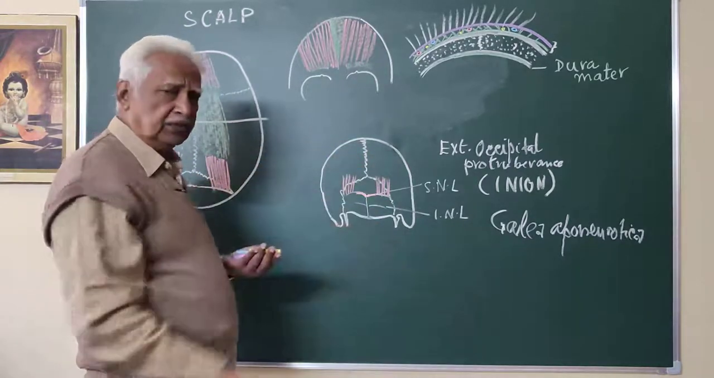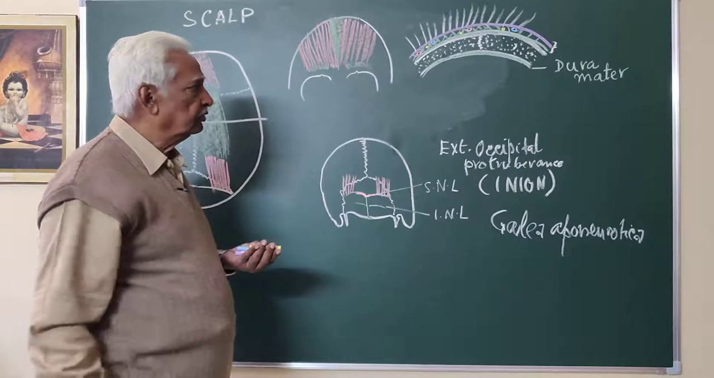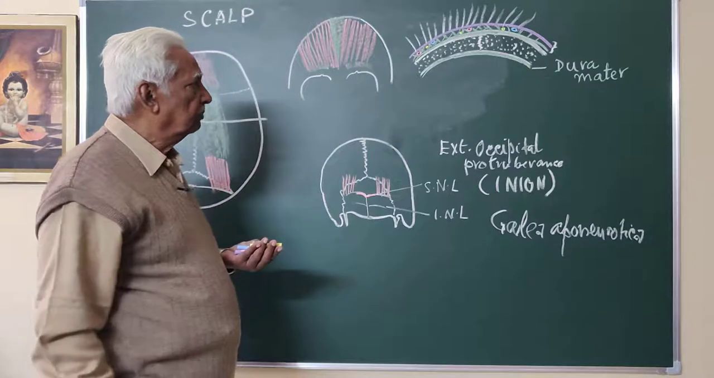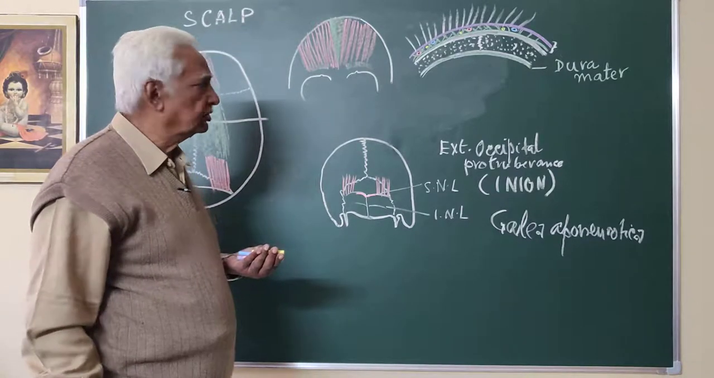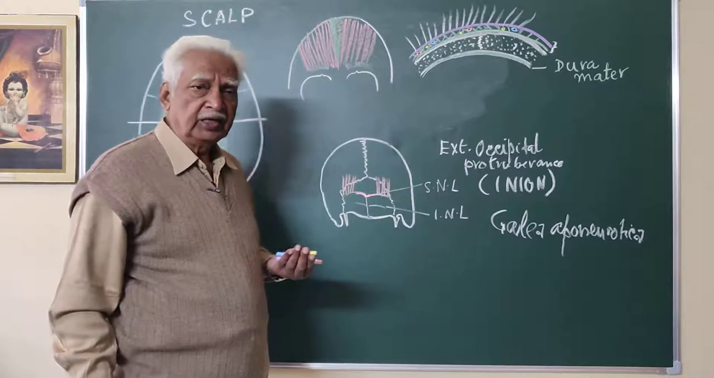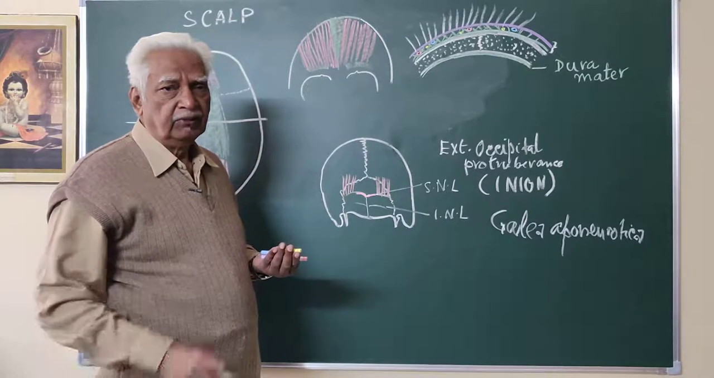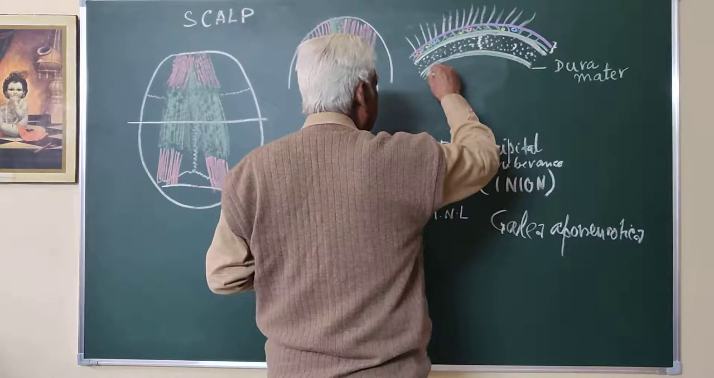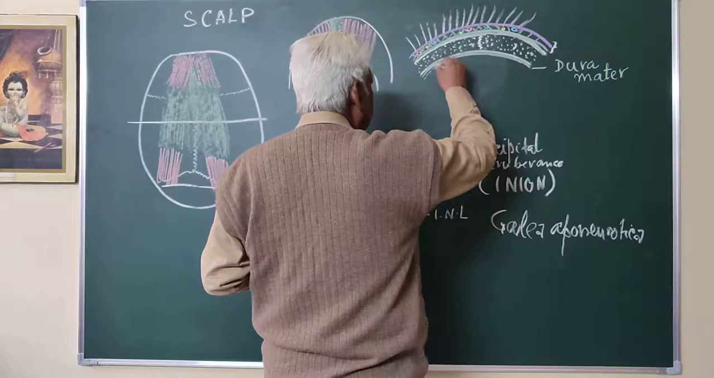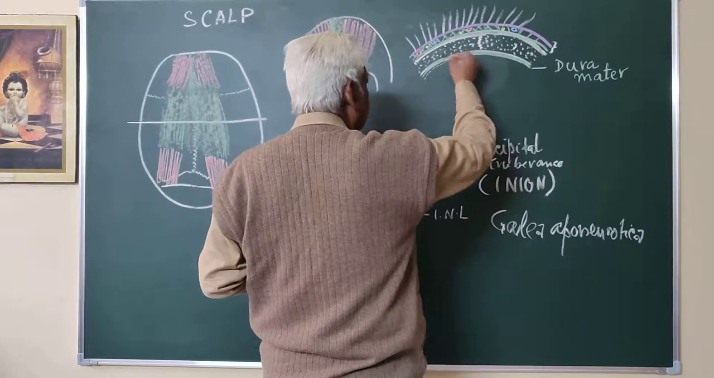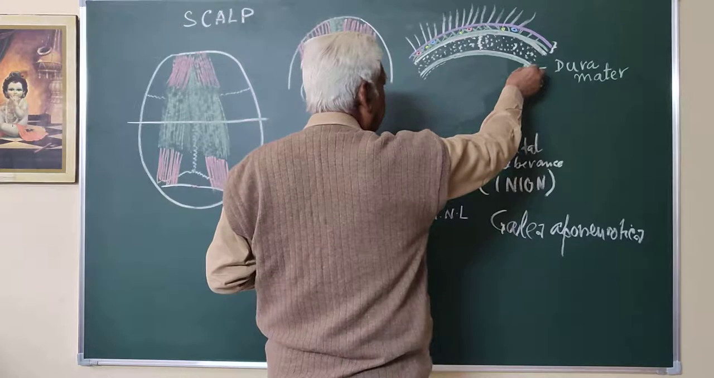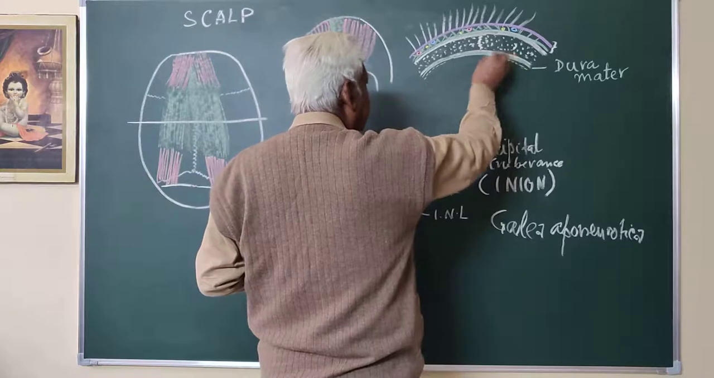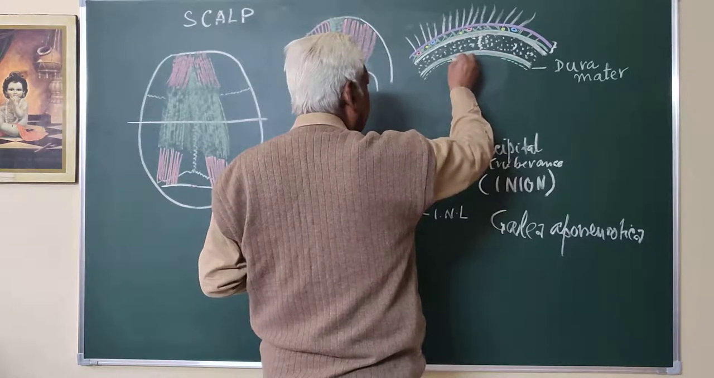Now the dura mater, although we will come to the details of the dura mater when we talk of the brain inside the cranial cavity, but here in relation with the scalp, you must understand that the dura mater consists of two layers. One layer is covering the bones, another layer, which I am going to show with the dotted line, this is the inner layer of the dura mater, and the inner layer of the dura mater is termed as the meningeal layer.